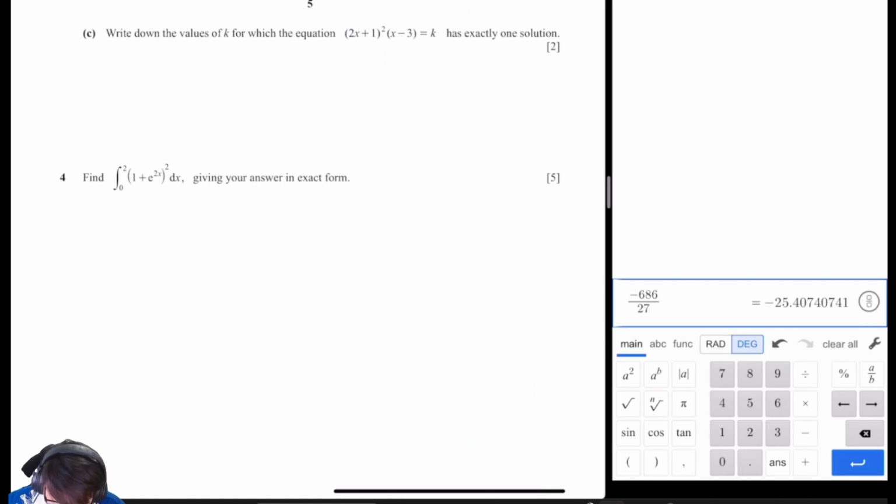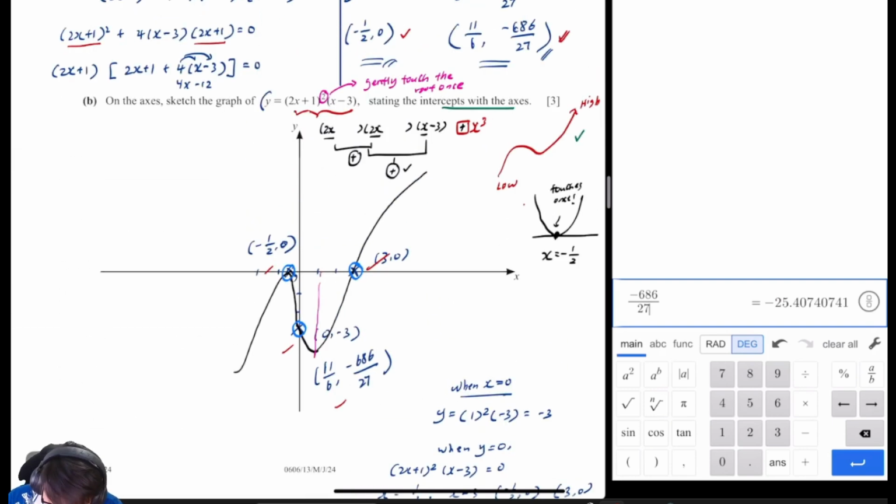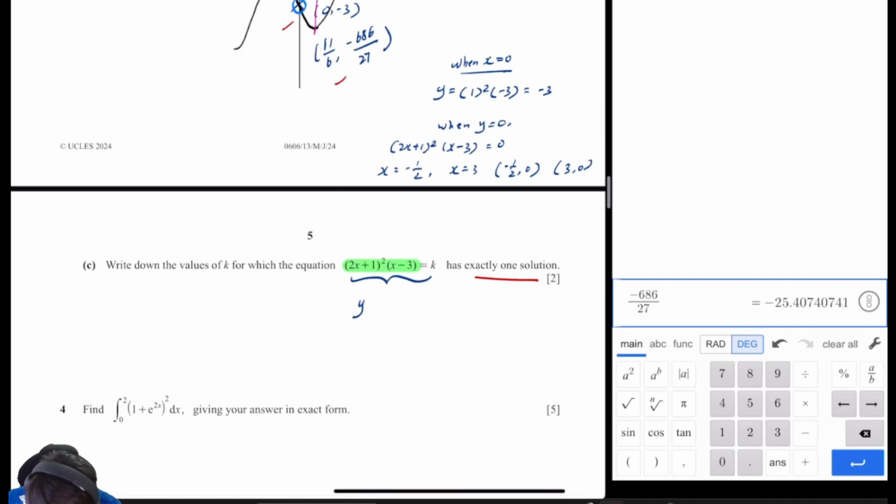Write down the values for k for which the equation 2(2x + 1)^2(x - 3) = k has exactly 1 solution. So what do we mean by that? First, you have to pay attention to this entire thing here. This entire thing here refers to y. So y is equal to k.